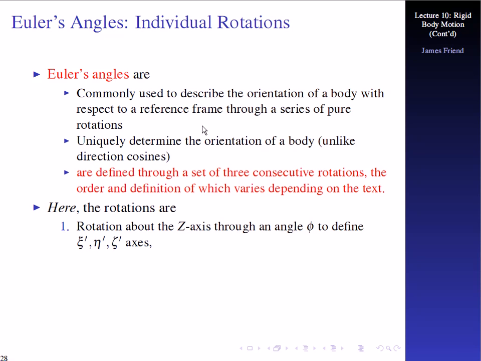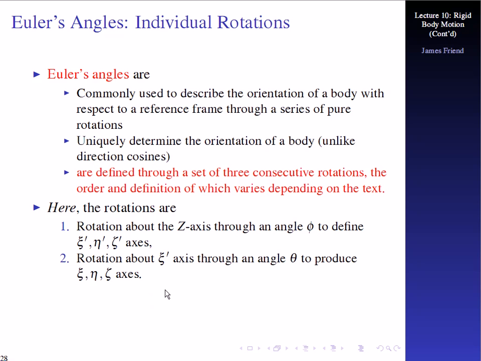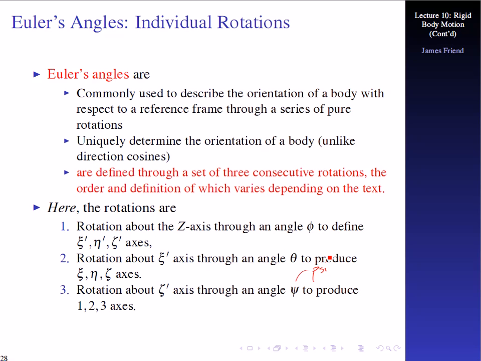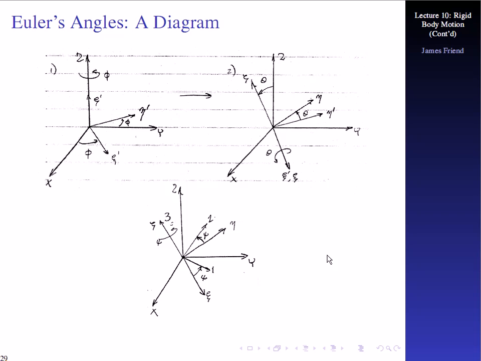Here the rotations are a rotation about a z-axis through an angle phi to define the z prime, eta prime, zeta prime axes. Again, this is z, this is eta, and this is zeta, all right? Z prime, eta prime, zeta prime. And then we rotate about the z prime axis through an angle theta to produce z, eta, zeta axes. And then finally, we rotate about the zeta prime axis through an angle psi, right? That's psi, isn't it? To produce 1, 2, 3 axes. So we're actually going from cap x, cap y, cap z axes to 1, 2, 3 axes, as shown here.